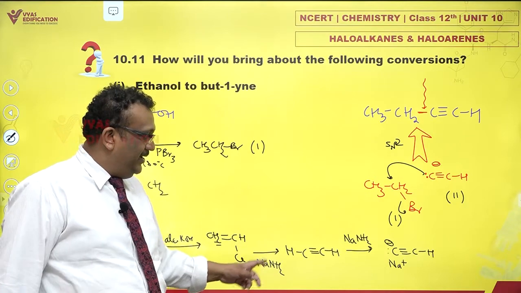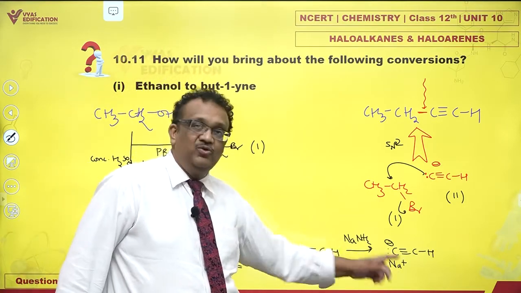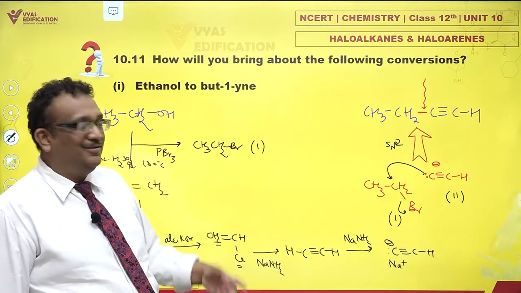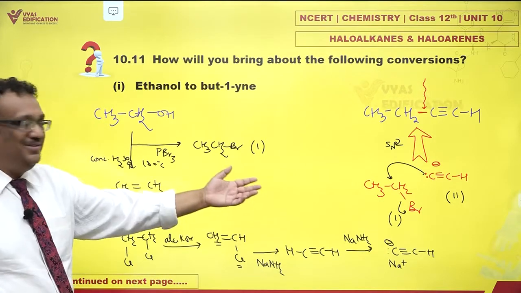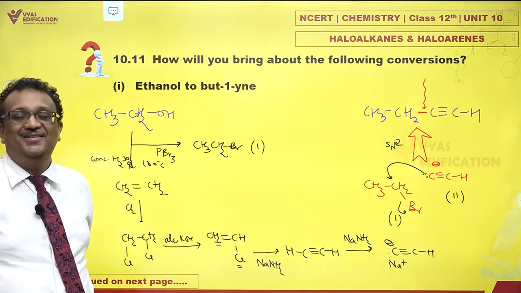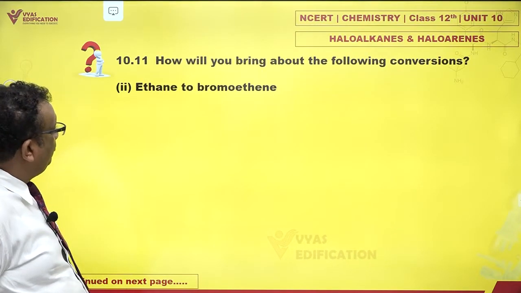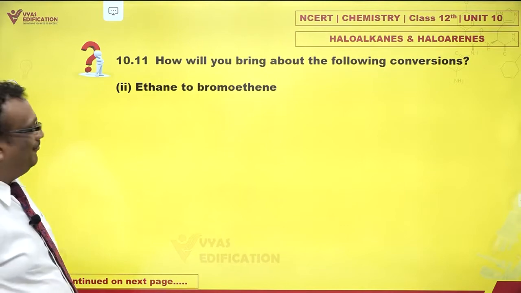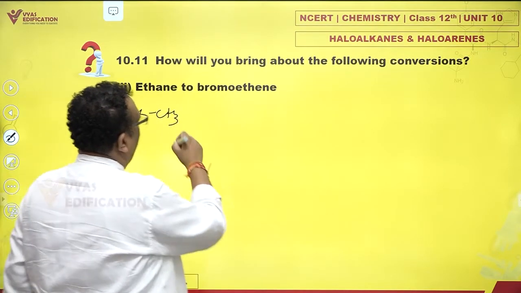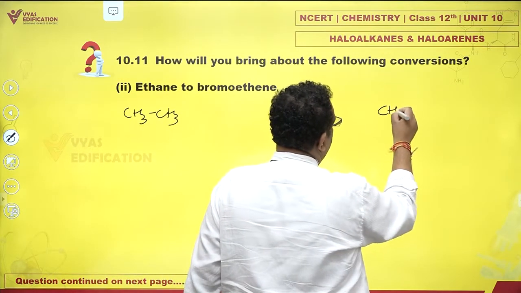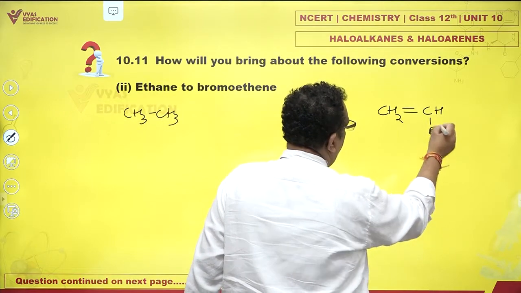And same NaNH2, if I add a little more quantity, it can also remove 1 hydrogen for me and I will get this. Is that fine? That's absolutely fine. This is the sequence and this is how I will get it. The second conversion is nothing but a subset of the first one. Ethane to bromoethene. Wow. Now I have CH3CH3, and I have to convert it to CH2=CHBr.